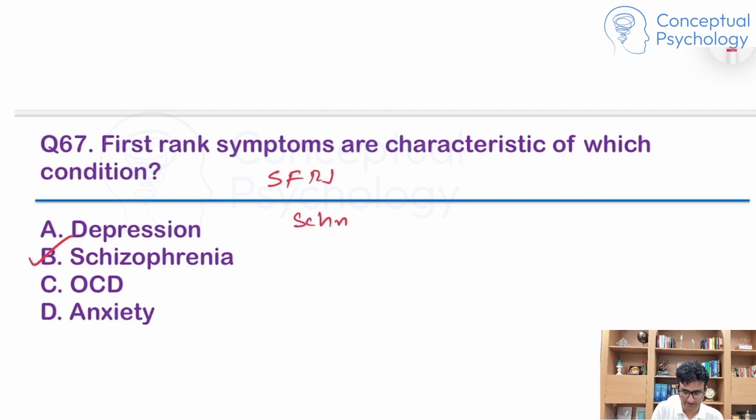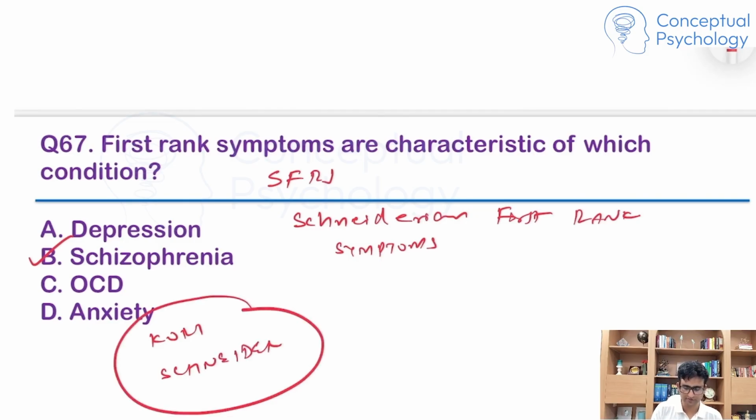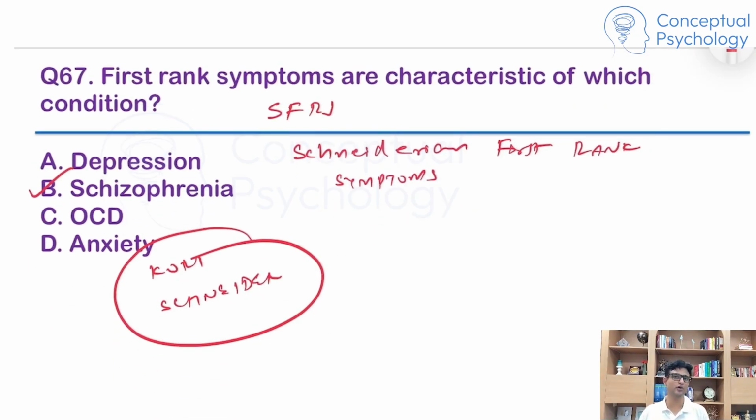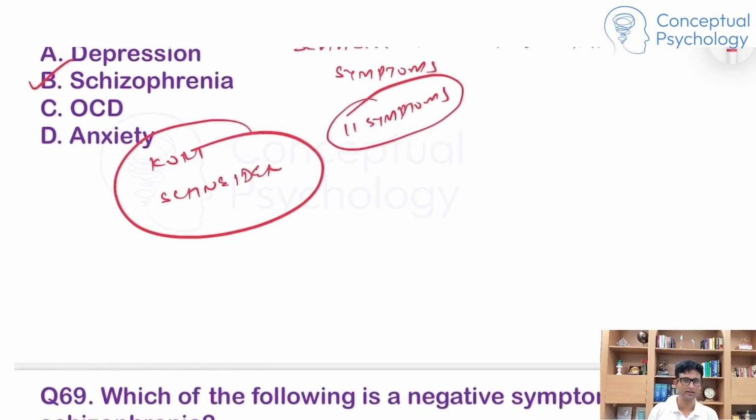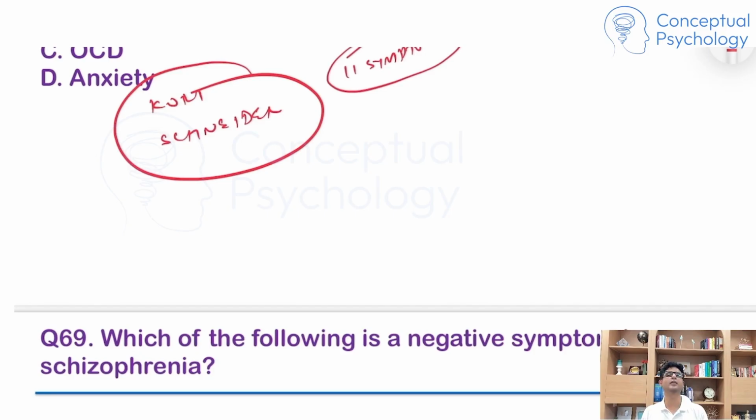These are the first rank symptoms. Kurt Schneider gave these symptoms, and he believed that if a patient has any of these, the likelihood of schizophrenia is very high, unless there are other organic disorders. It is a list of 11 symptoms, the Schneiderian first rank symptoms. Can you recall what these 11 symptoms are?